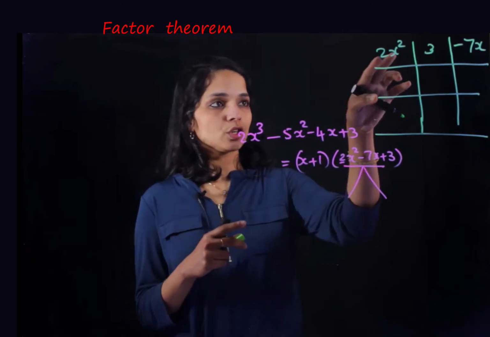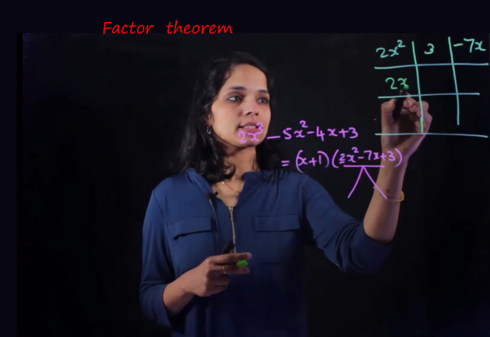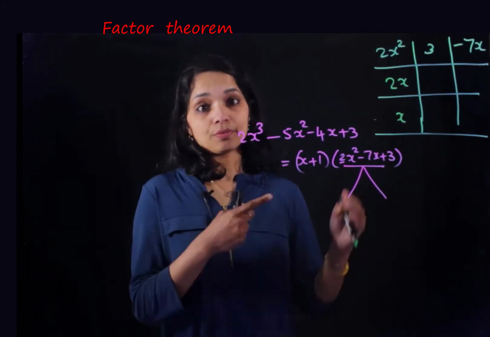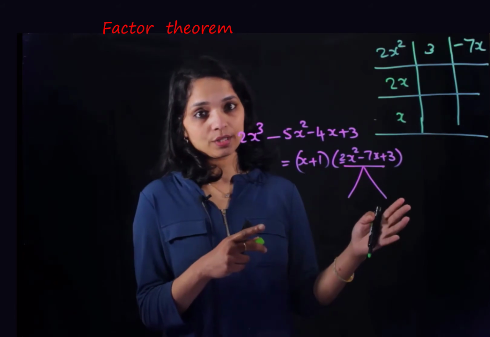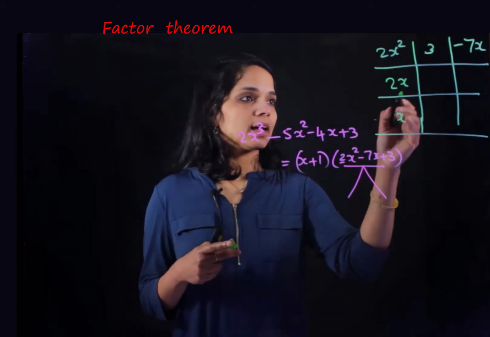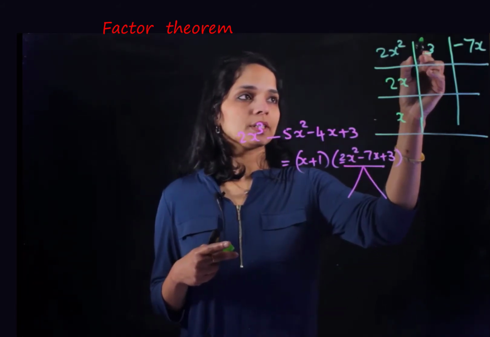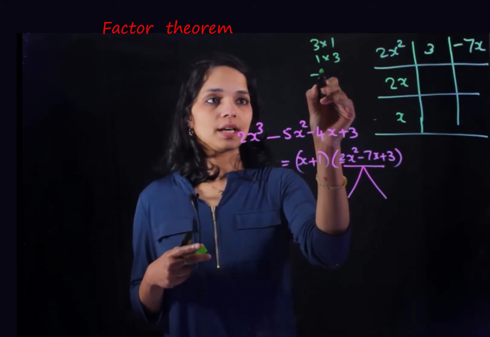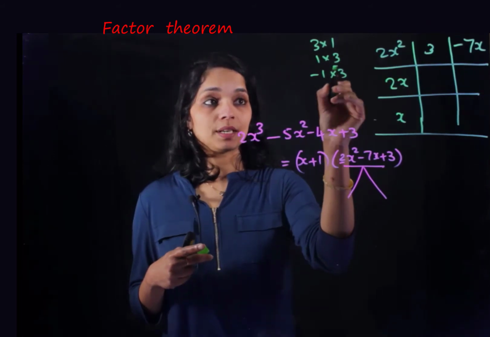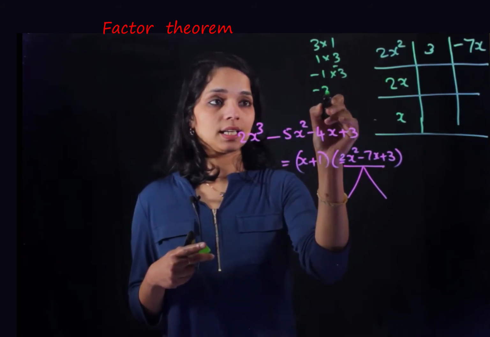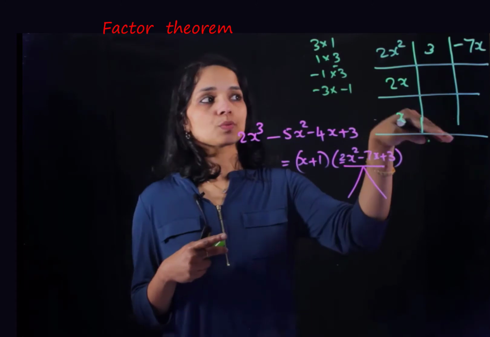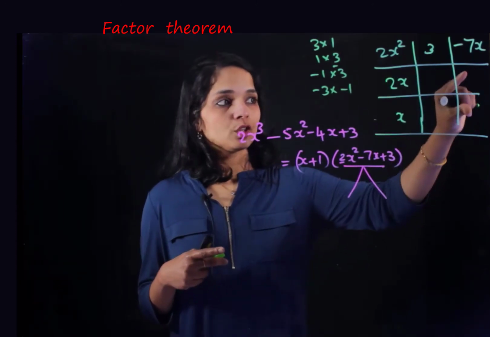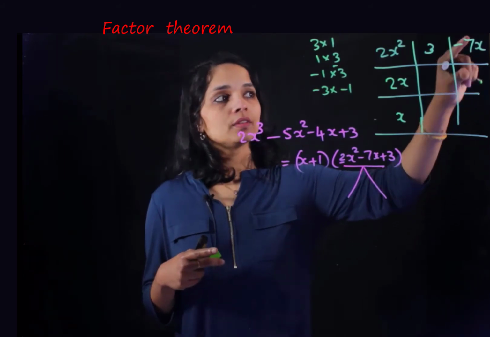Okay, so I'm just going to write 2x squared as 2x and x. That's one possibility. Let me try with that. And if it doesn't work, I need to try a different one. Okay. 2x and x, and for 3 there are different possibilities. I can try 3 times 1 or 1 times 3 or minus 1 times 3 or minus 1 times minus 3 or minus 3 times minus 1. So any such possibilities would go in here, but the purpose is when we add whatever we get in here, we should get minus 7x.